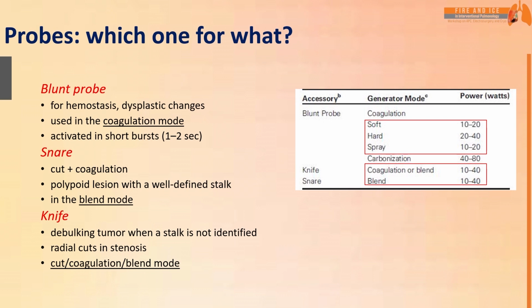Snare is used for both cut and coagulation. Usually, a pedunculated tumor with a stalk is cut using a snare, and it is used in blend mode. Knife is used for a large tumor which does not have any stalk, or for the cutting of fibrous tissue. Here, cut mode, coagulation, and blend mode can all be used. And here you see the power setting. This power setting is kept within 40 watts.